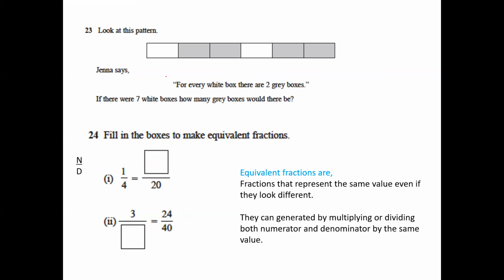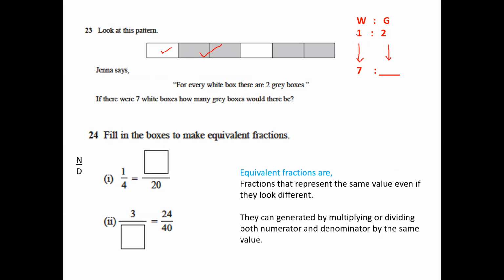23rd question. Look at this pattern. Jenny says, for every white box, there are 2 gray boxes. If there were 7 white boxes, how many gray boxes would there be? That is the question. So the ratio between white to gray is 1 to 2. That means if there is 1 white, there are 2 gray boxes. If there are 7 white boxes, how many gray boxes are there? That is what you have to find.